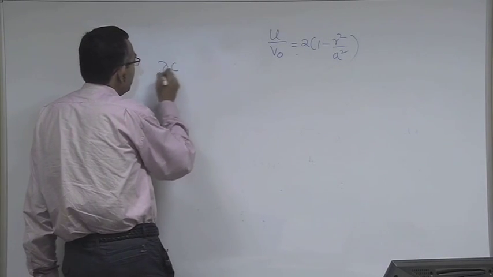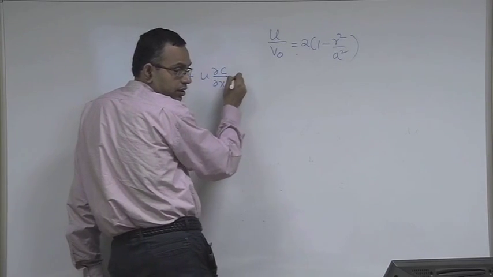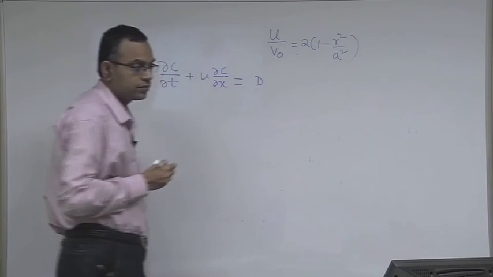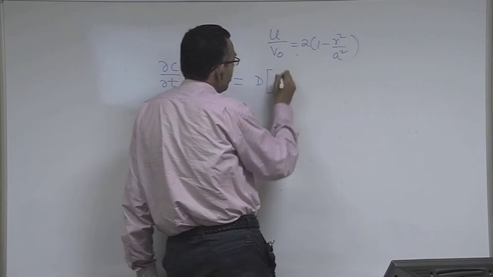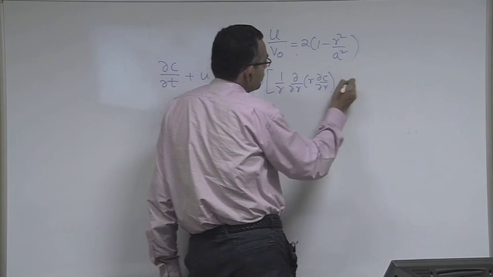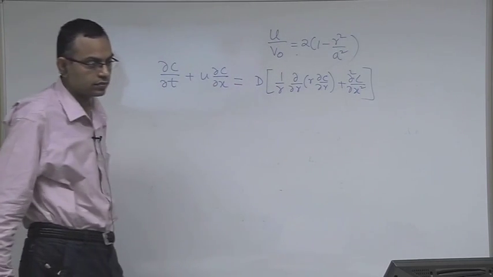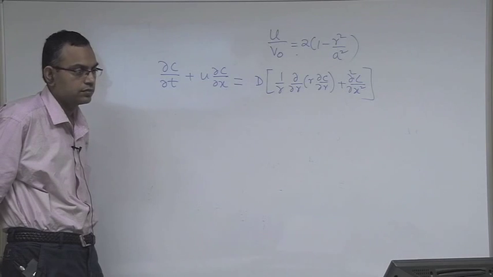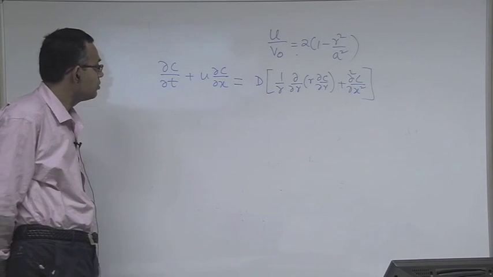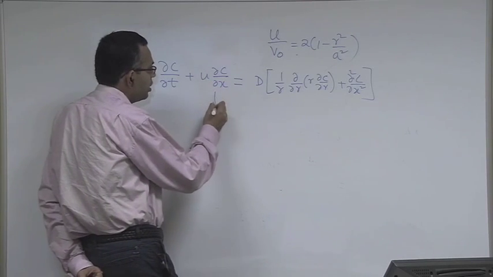So, the governing differential equation is del C del t plus u del C del x is equal to D times 1 by r del r of r del C del r. Now, let us find an order of magnitude of this. So, what is the order of magnitude of this?